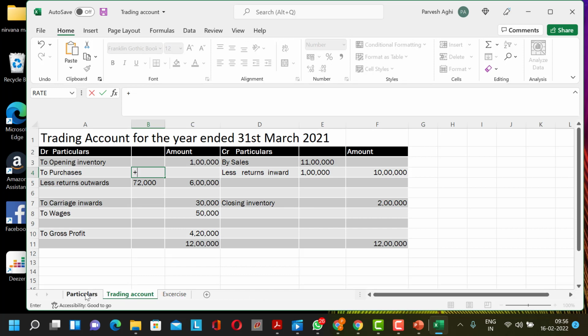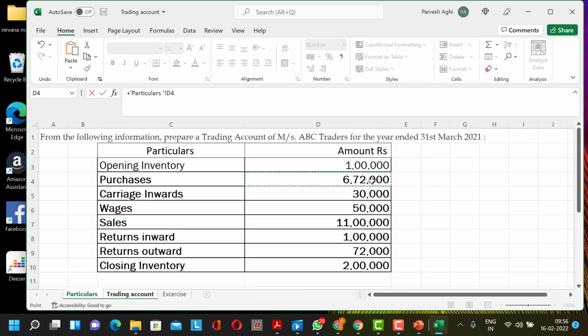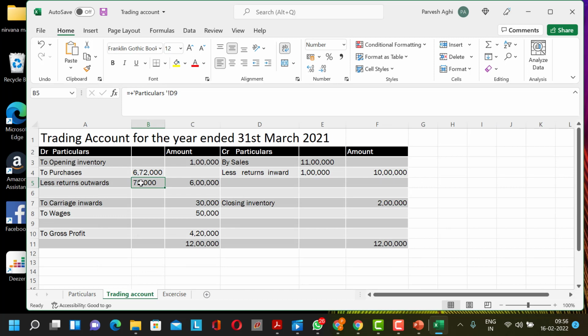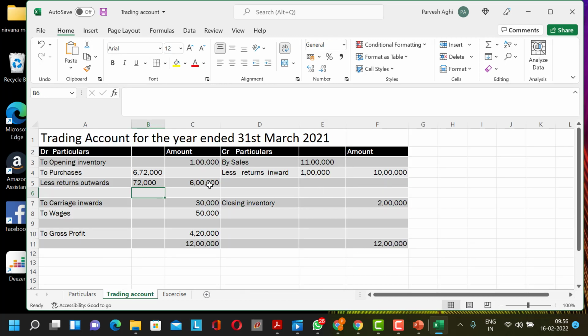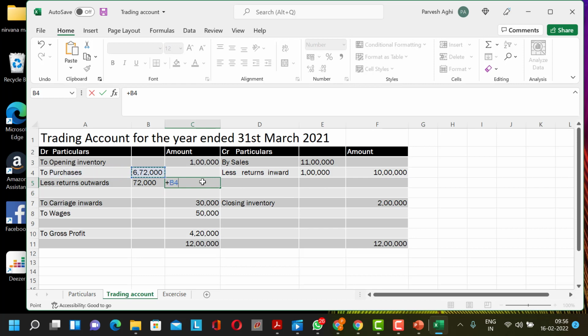Go to my purchases, 6,72,000, and then the returns. So I'll just go and see if I have returned something. Yeah, I have returned 72,000. So I'll put it here, and this is the final number, which is this minus this. So you can also do it along with me. Everyone, just open this.